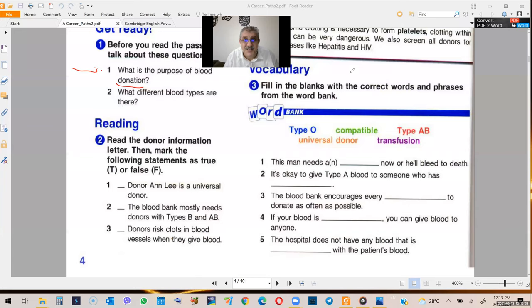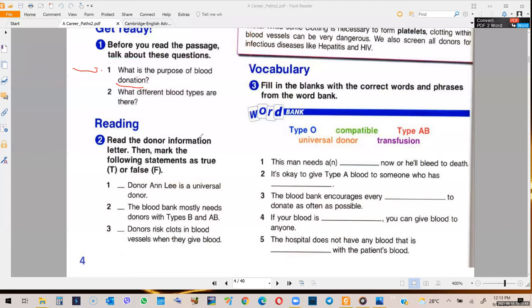Now let's read, and I want you to answer the questions in the chat. Read here the donor information. Let me make it a little smaller so you can answer the questions. Okay, like this.